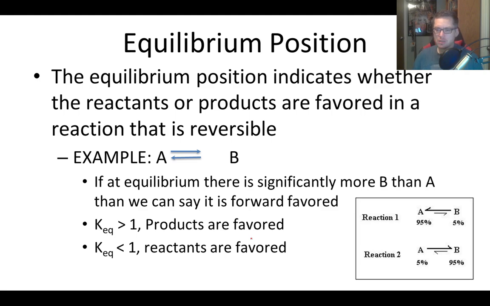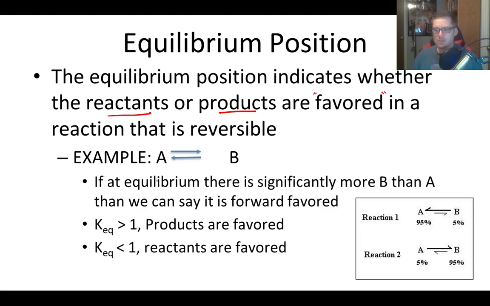All right, and this we call the equilibrium position. That equilibrium position tells us whether the reactants or products are favored. Does it lie to the left or lie to the right? If it's reactant favored, we say it lies to the left. If it's product favored, we say it lies to the right.